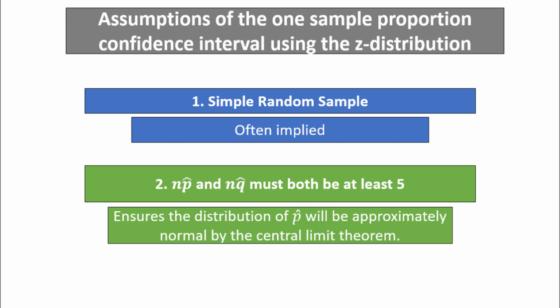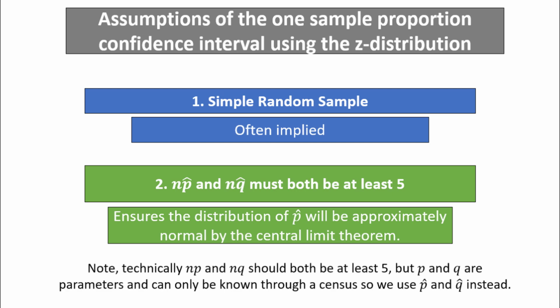Now, based on the previous slide, I stated that n times p and n times q, not n times p hat and n times q hat, should be at least 5. But of course, we don't know the actual values of p or q. They are population parameters that require a census to find exactly, so we must use the sample counterparts of p hat and q hat instead. Alright, let's look at an example.